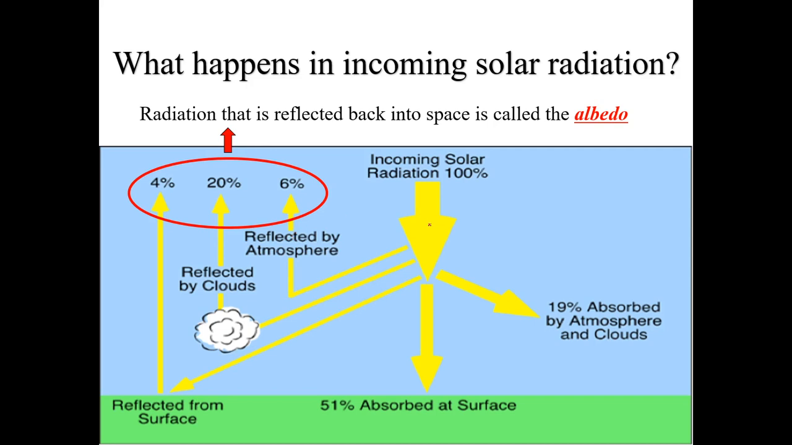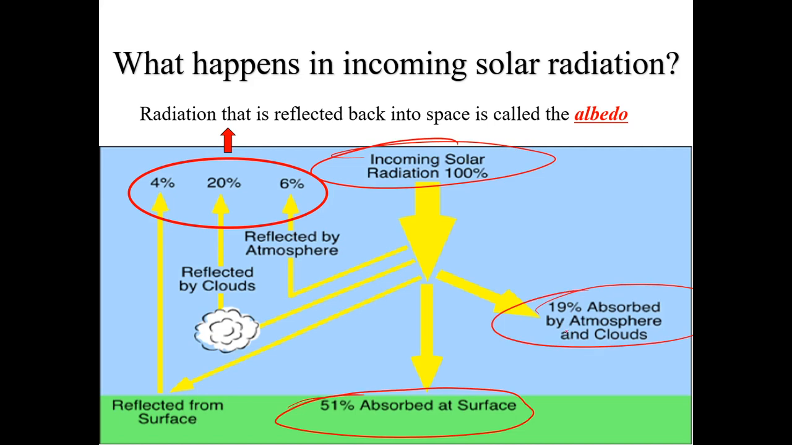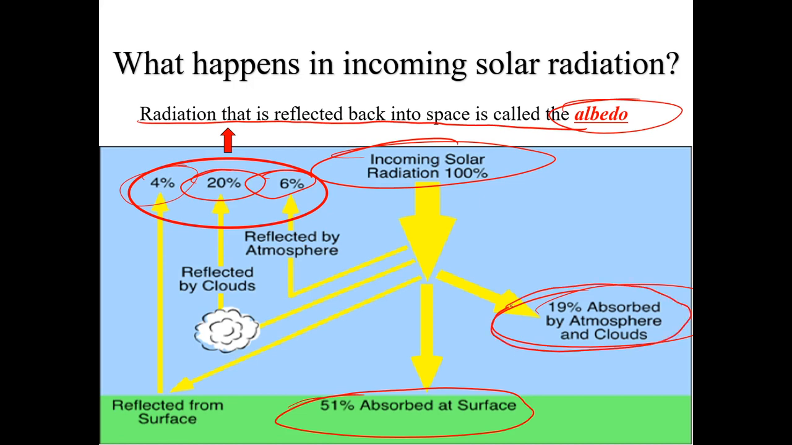So that light that comes in, what happens to it? Here's the incoming solar radiation. About half of it is absorbed at the surface. 20% of it is absorbed by clouds and atmosphere, and the rest is reflected. A lot of it's reflected by the clouds, by the atmosphere, and off the surface. The amount of radiation that is reflected back into space is called albedo. Now when the atmosphere absorbs more sunlight, you're going to increase the temperature of the Earth.